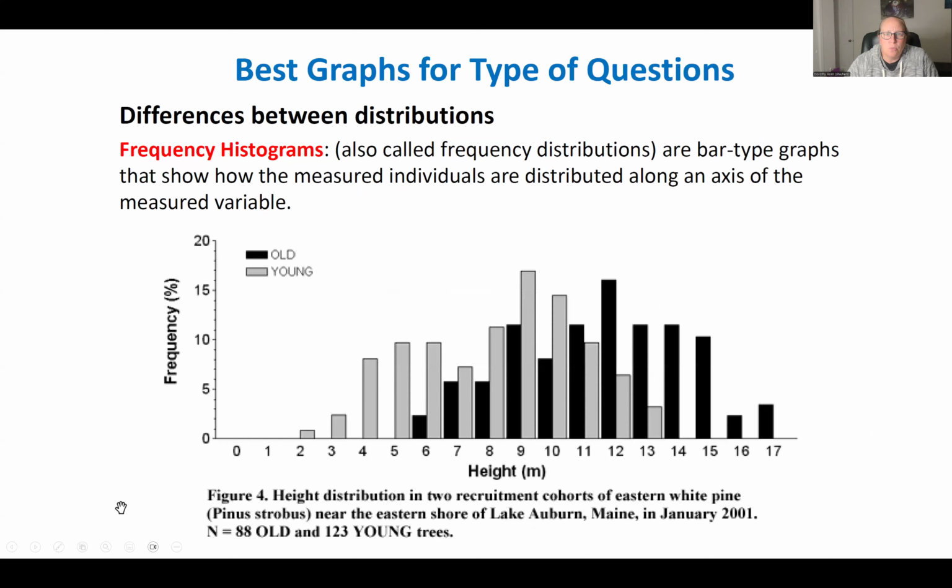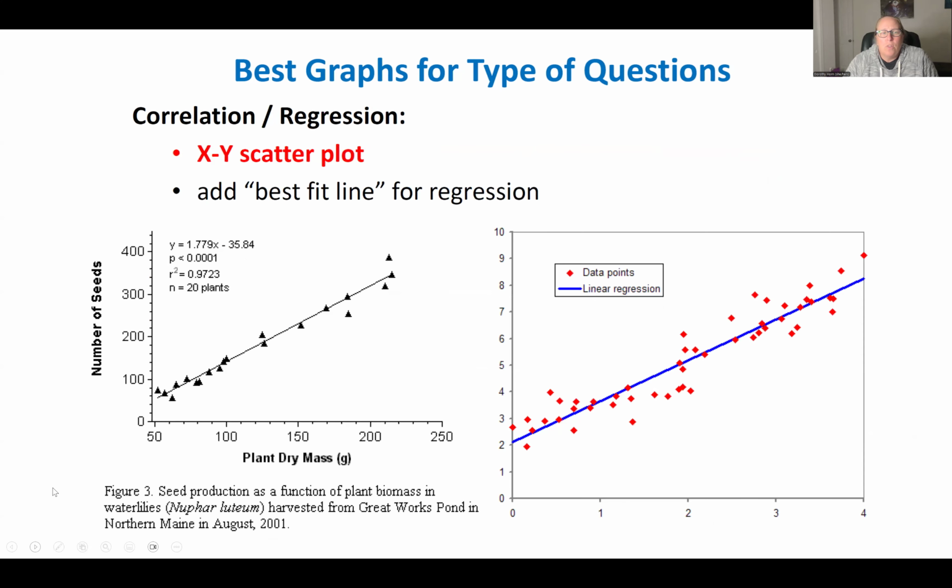When you're looking at differences between distributions, you can use what's called a frequency histogram. So it's a bar type graph that shows the distribution of individuals across the axis. So we have old and young, and it's distributed across height. So you see a big difference here, not just your standard bar graph. When you have a correlation or regression, you're going to want an XY scatter plot and always have that best fit line for the regression analysis, okay? Here, again, we have the number of seeds and plant dry mass. We have our little legend, the tick marks, where everything starts. These are our data points, and this is our regression line in the blue here. So these are all the pieces of the graphs that you need to have.